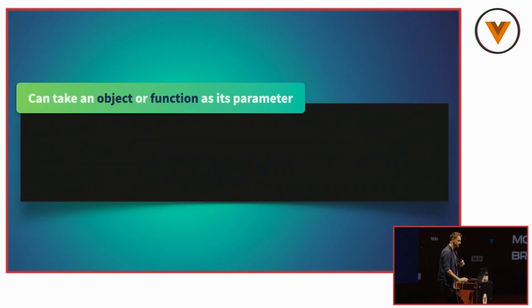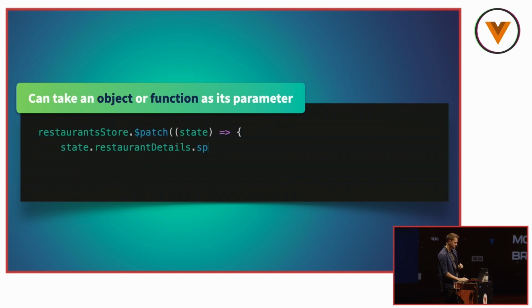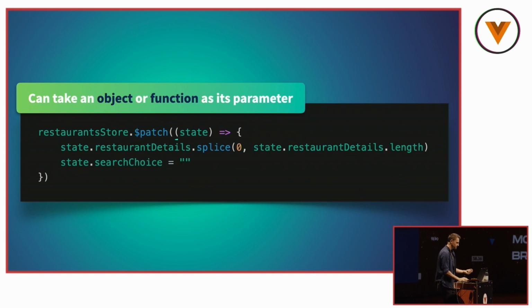Something useful to note about patch is that it can take an object or a function as its parameter. So for example, if our state property were an array, we could use array methods to update that state. Maybe we're splicing it or popping something from it. And yeah, so we can achieve a little more complexity when we're mutating the state by using this function like so.